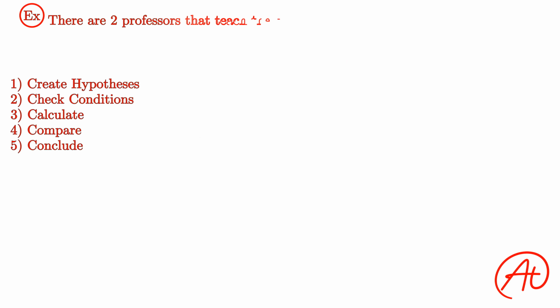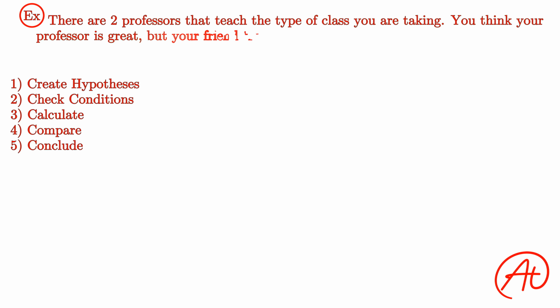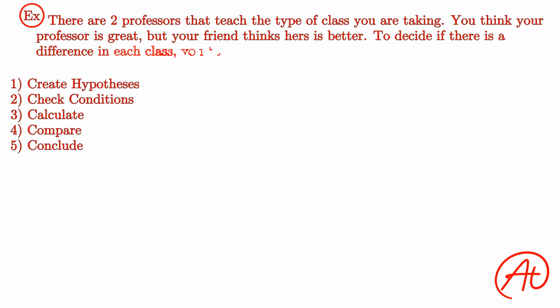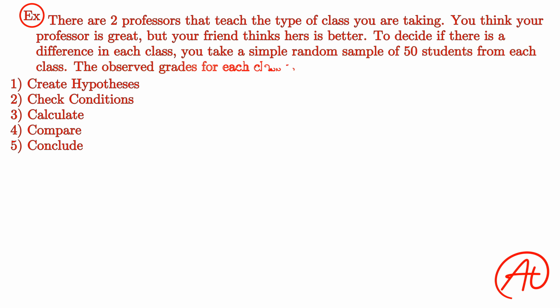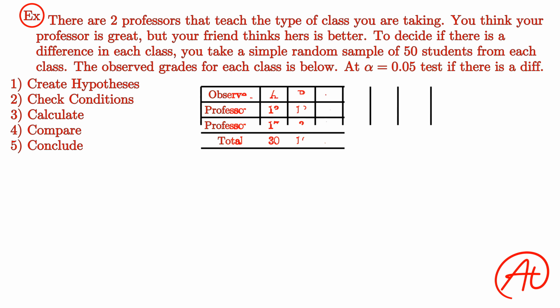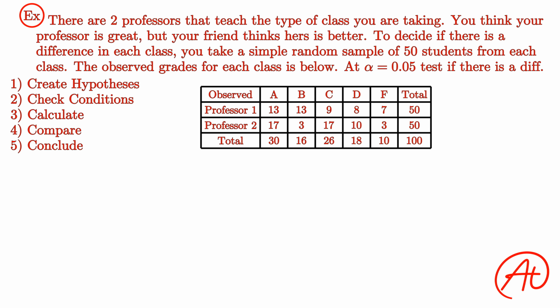There are two professors that teach the type of class you're taking. You think your professor is great, but your friend thinks hers is better. To decide if there's a difference in each class, you take a simple random sample of 50 students from each class. The observed grades for each class taking the same final exam is below. At an alpha value of 0.05, test if there is a difference.